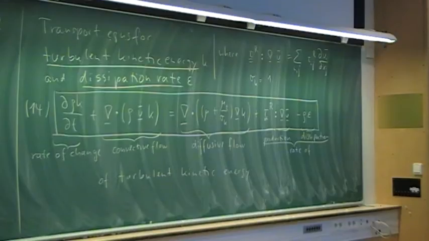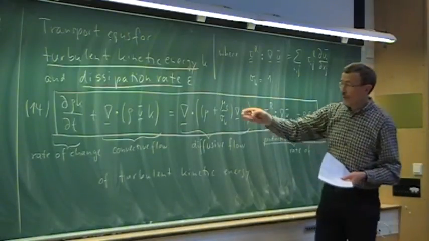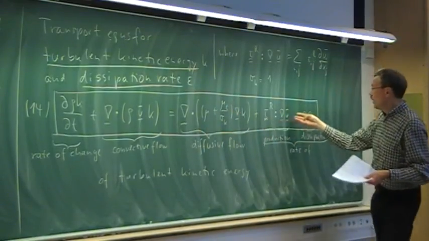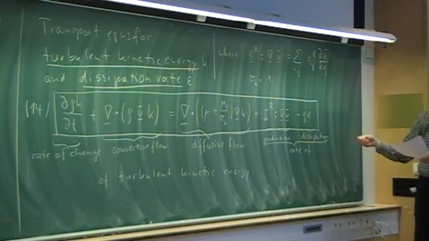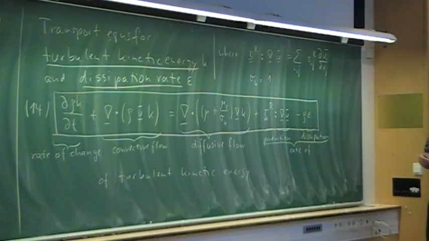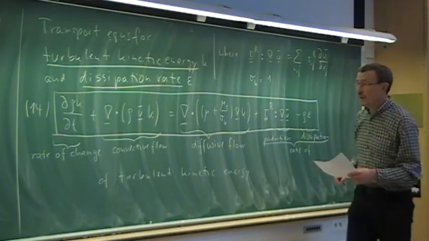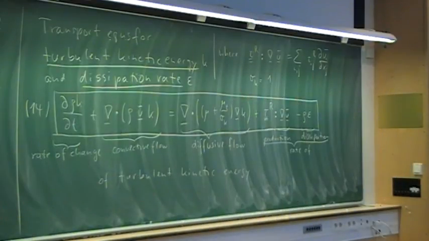So that is then the model that Jones and Launder use for the turbulent kinetic energy. And you see it is a transport equation: time derivative, a convective flow, a diffusive flow, and a source term, which has two parts. One is producing, one is dissipating turbulent kinetic energy. In a similar way, we have a transport equation then for epsilon, the dissipation rate, and that looks like that.